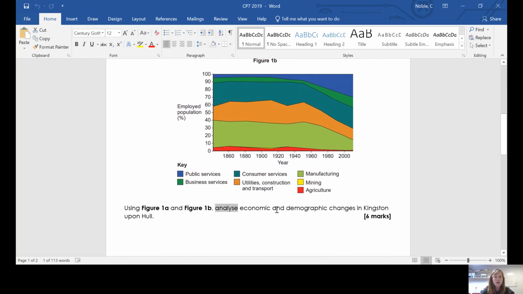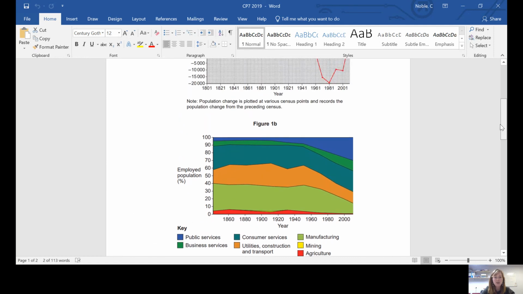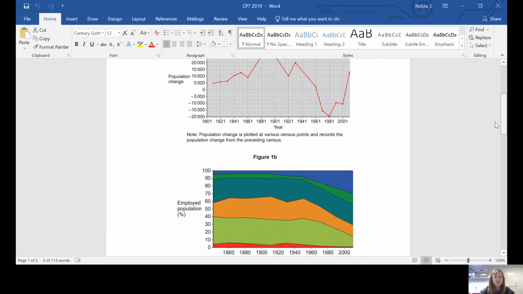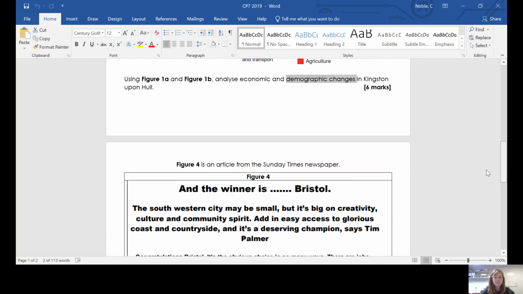The question also makes it really clear that you should be analysing both economic and demographic changes. The second graph really gives you quite a lot of detail about the economy. The first is of course population change, so it's very much demographic. Within an analysis question, I'd expect you also to be trying to make some kind of links between the figures. So see if you can have a go at doing that.